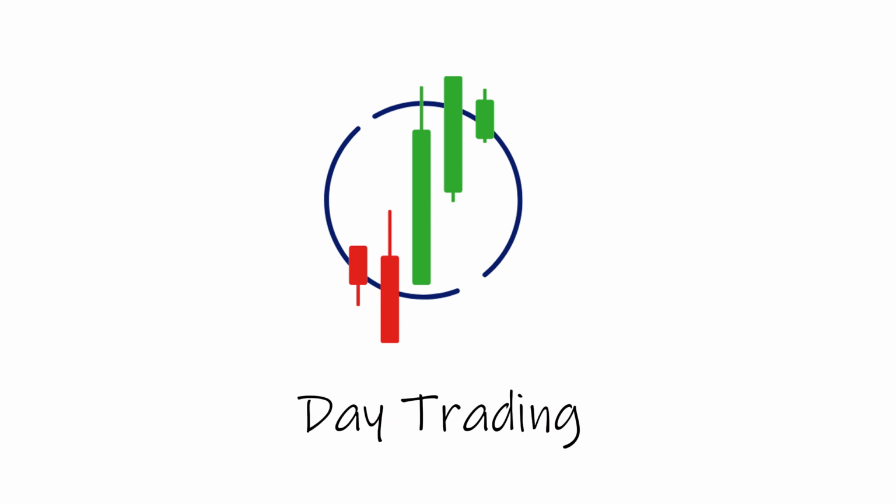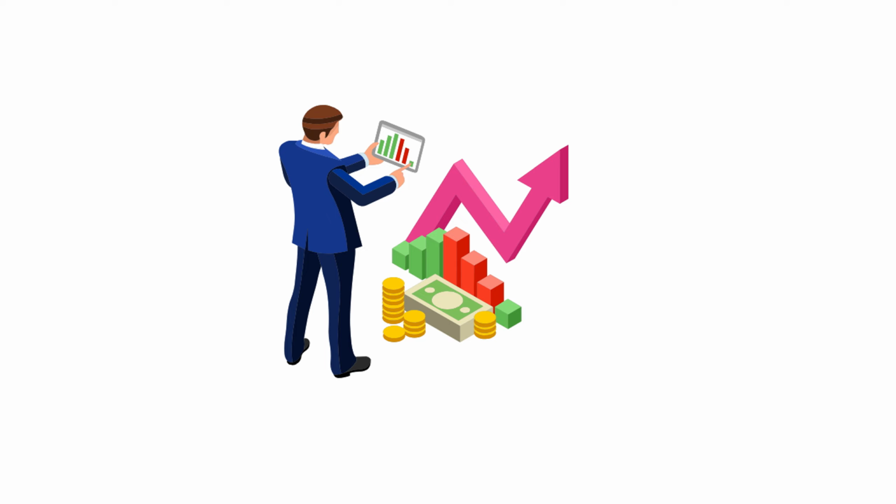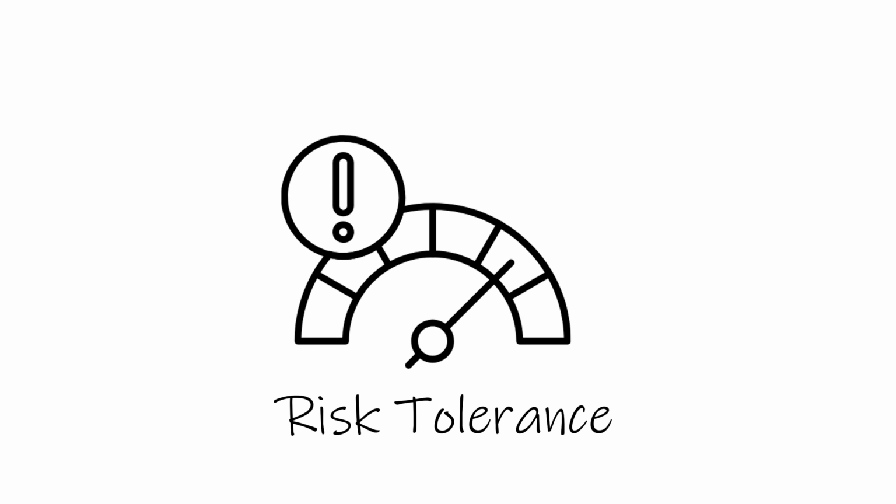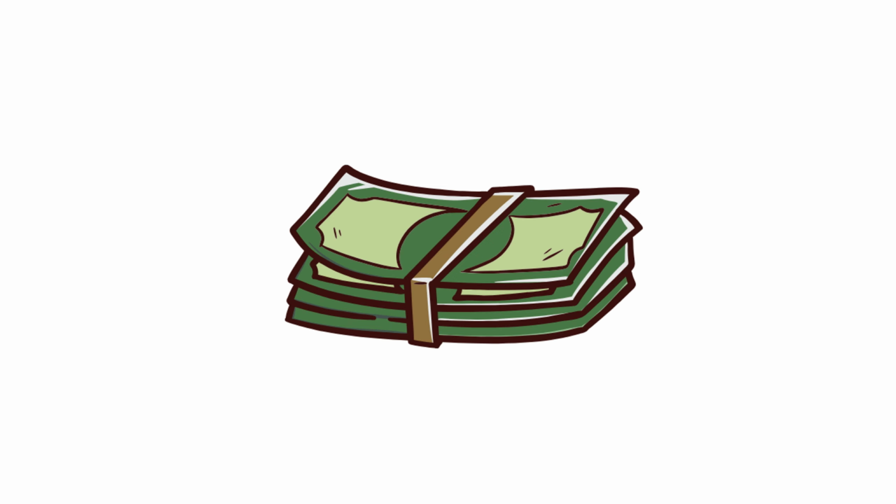Day trading. This is when you buy and sell stocks on the same day to try to make quick profits from small price changes. Swing trading. This is when you hold stocks for a few days or weeks to try to catch bigger price moves. Risk management. Risk tolerance. This is how much money you're okay with losing. Some people can handle big losses, others can't.